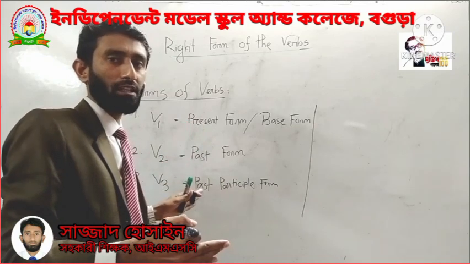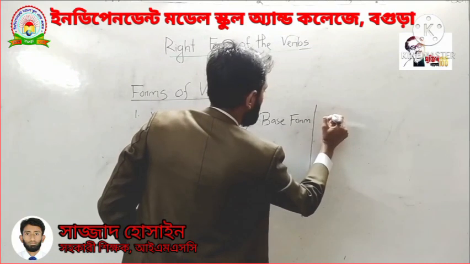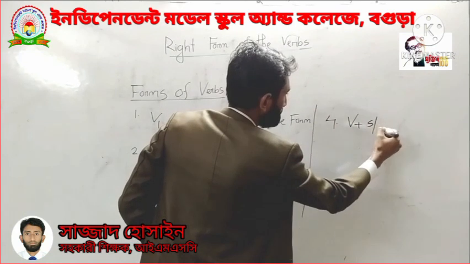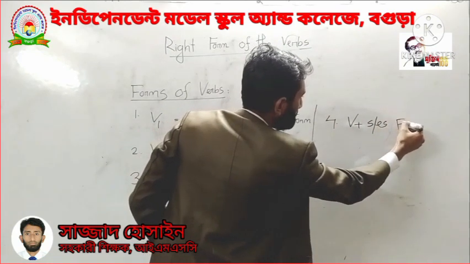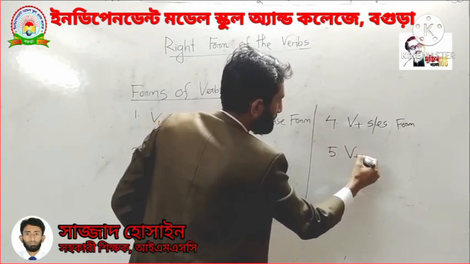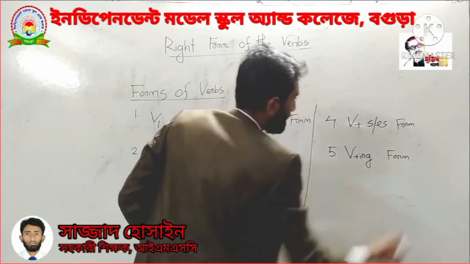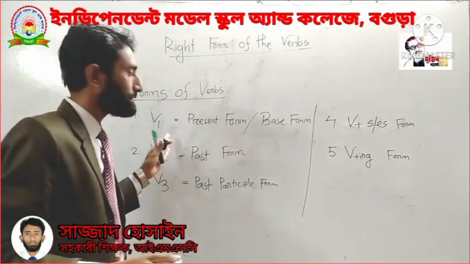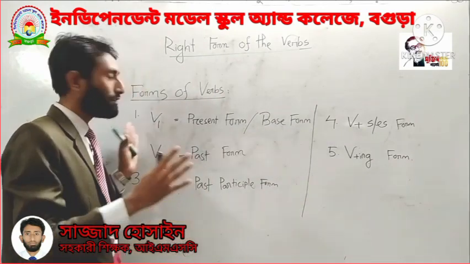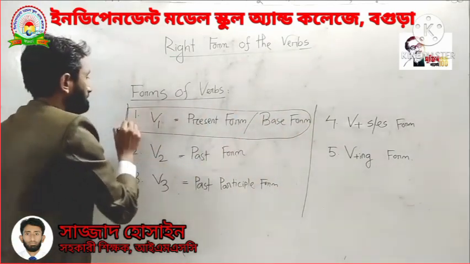Okay, then I will discuss two more forms. With these three forms, we know two more forms. They are verb plus S or ES form and verb plus ing form. All these are the five basic forms of a verb. Okay, today I will teach how to use the V1 form of a verb.